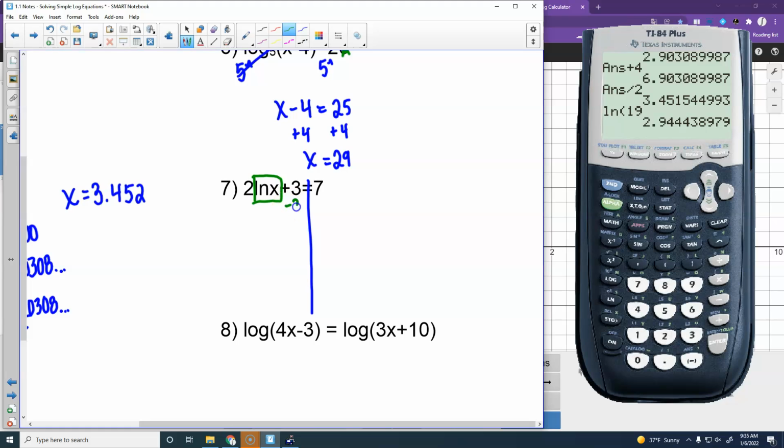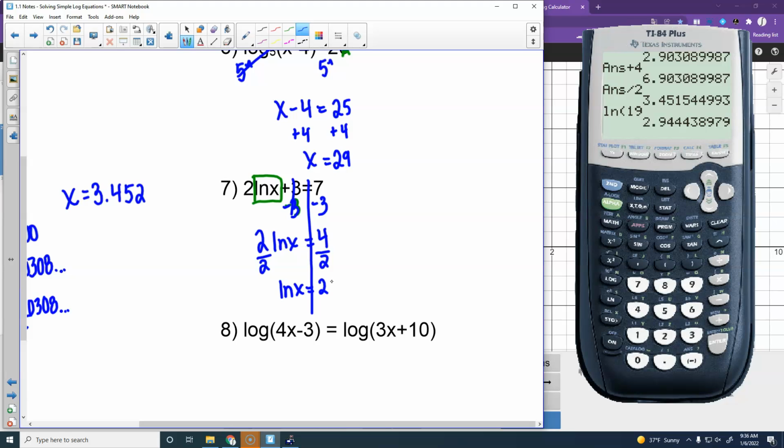Very, very good. So we got 2 natural log of x equals 4. What would we do after that, Jackson? Perfect. Very good. Now we're down to the natural log. Jackson, what do we do to get rid of a natural log? What's the base of a natural log?